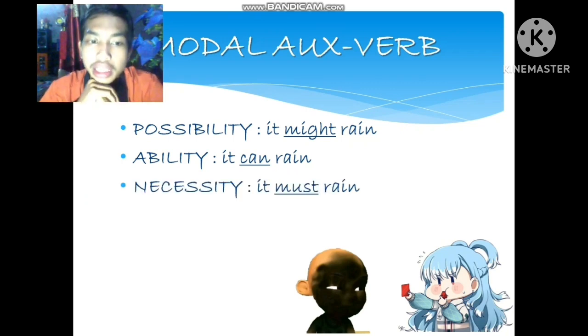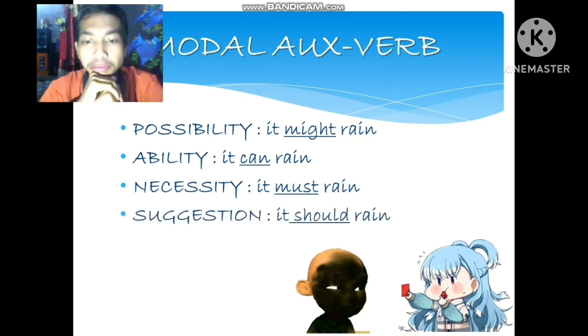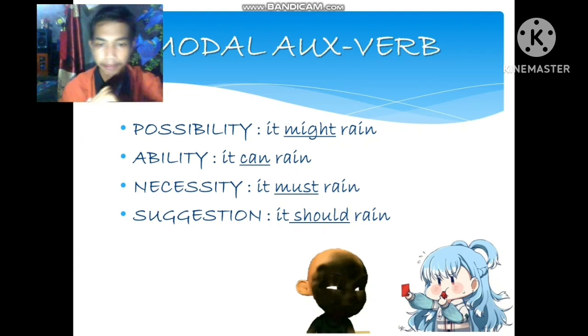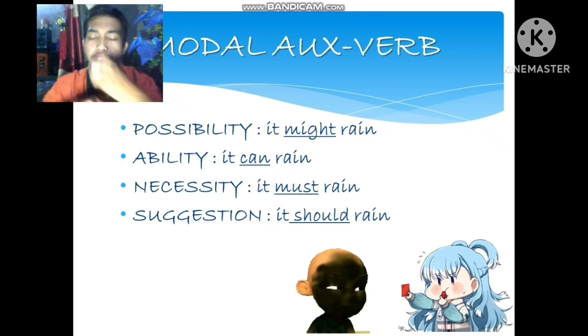Okay, and the third sign is necessity. I write it must rain. It means in Indonesian sekarang harus hujan. It's a sign of necessity. And the fourth is suggestion. In the example, I write it should rain. In Indonesian, it means sekarang seharusnya hujan. I'm sorry. So it's a sign of suggestion.